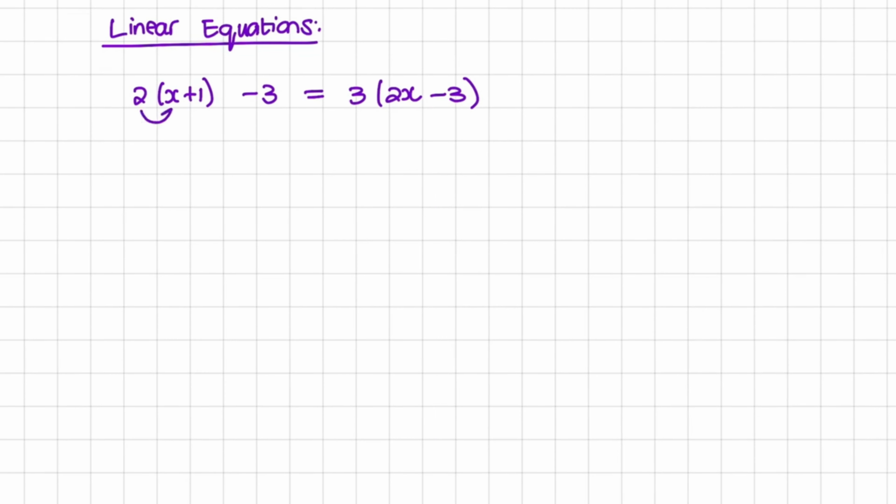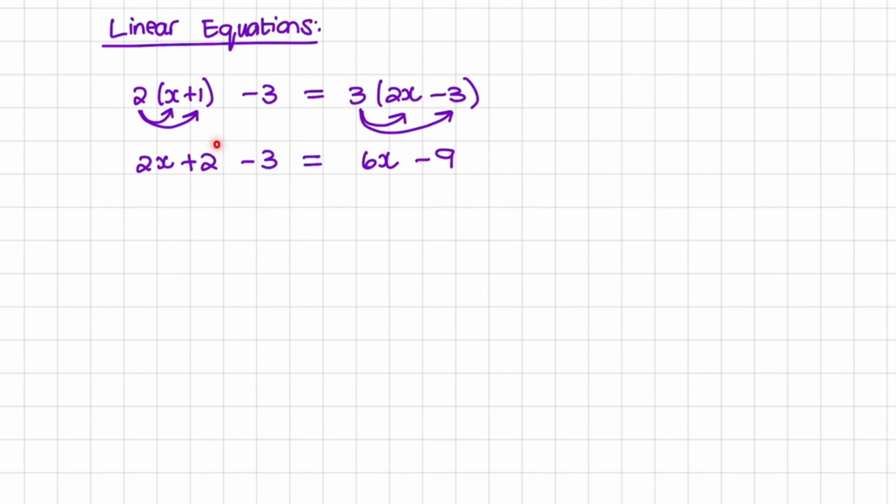So 2 times x will give us 2x. 2 times 1 is plus 2. Then we are not multiplying 2 with negative 3 because the negative 3 is standing by itself. And that is equals to 3 times 2x, which is 6x. And then 3 times negative 3, which is negative 9.